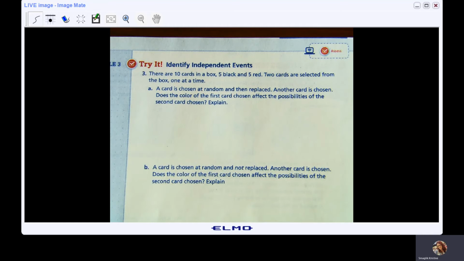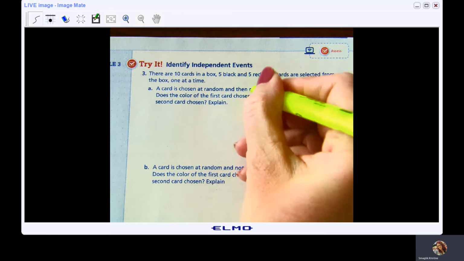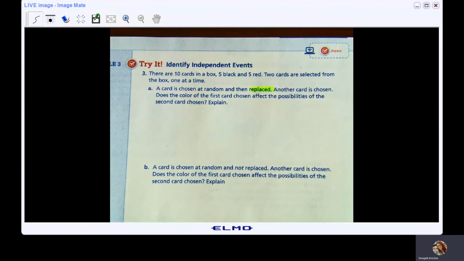There are 10 cards in a box, 5 red. 2 cards are selected from the box, one at a time. A card is chosen at random and then replaced. Another card is chosen. Does the color of the first card chosen affect the possibility of the second card chosen? Explain. So here we go. Here's that word. Notice that word replaced. So if I've got these cards in a box, I take one out, but then I put it back. My second draw, the probability isn't going to change. I still have the same number of cards in the box.